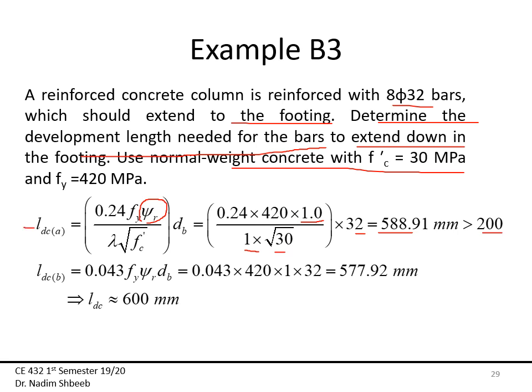So this is equation A, like I said. If I go to equation B, it's going to be 0.043 fy times dB. Again, I have no information on the confinement. I don't know if I have a spiral or not, so I'm just going to use 1. And that's giving me 577. So the larger one is obviously the 588. So I'm going to use my compressive development length of about 600 millimeters, which means I'm going to extend 60 centimeters into the footing. Okay, and that concludes this part of the development length.